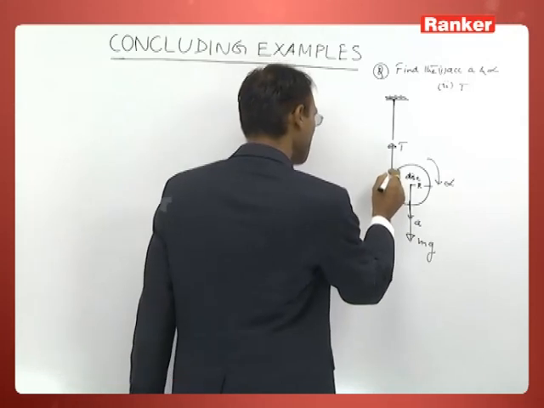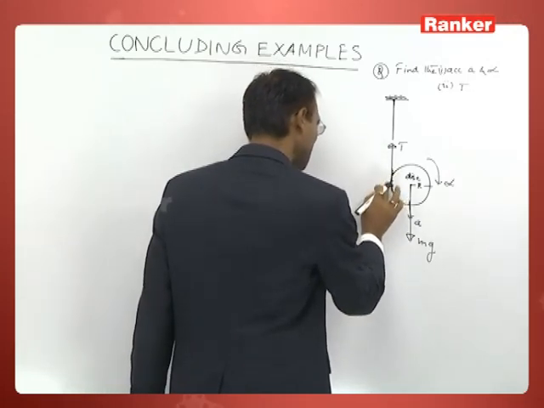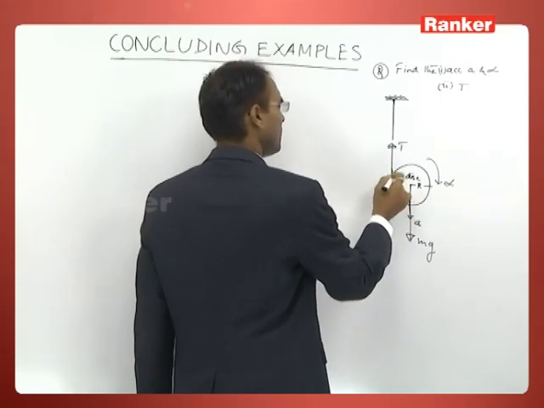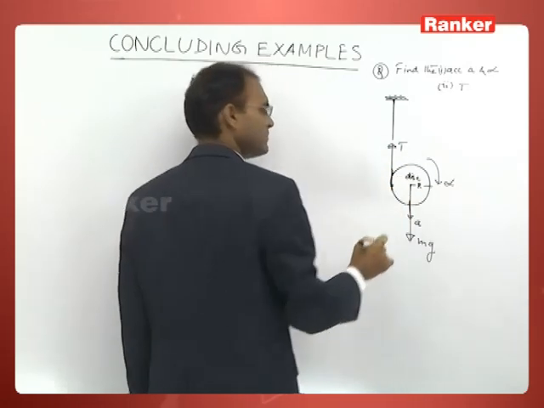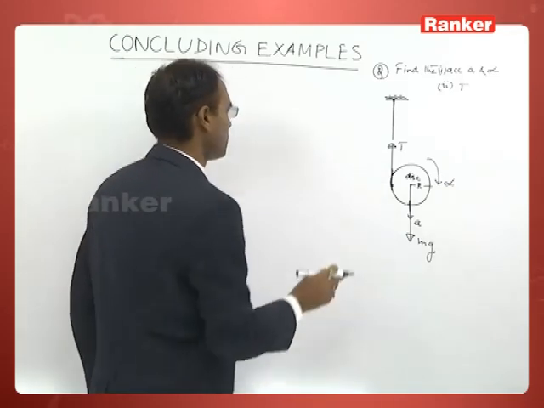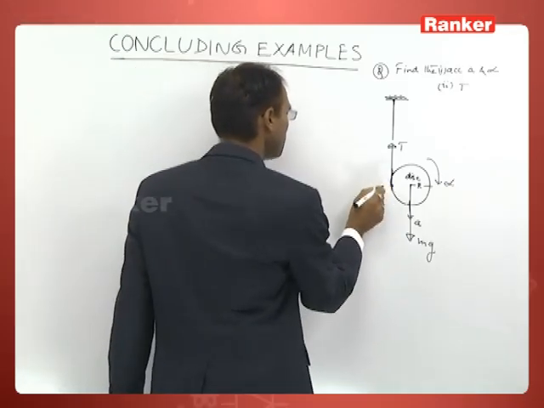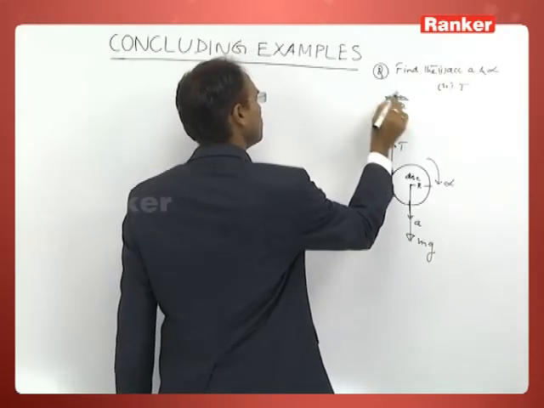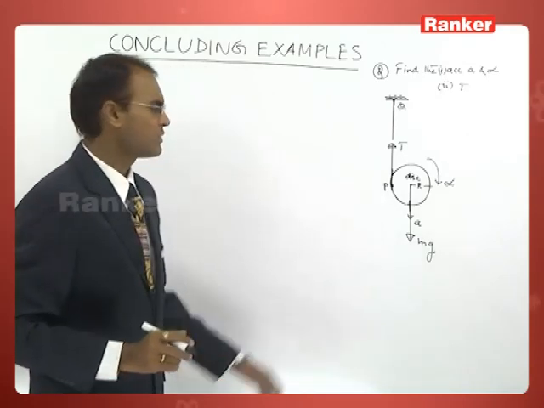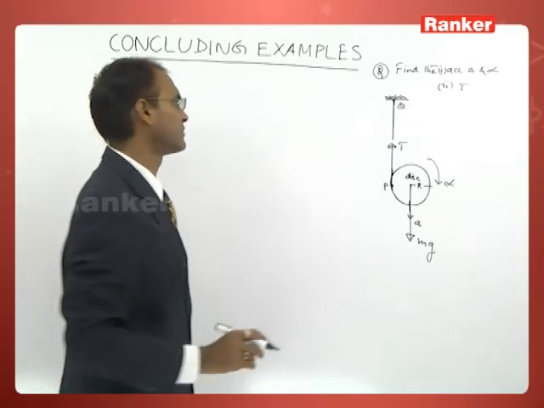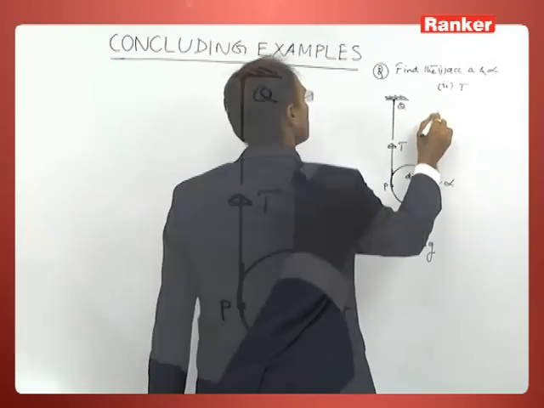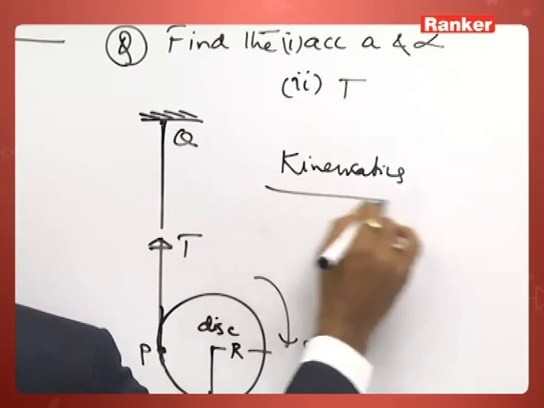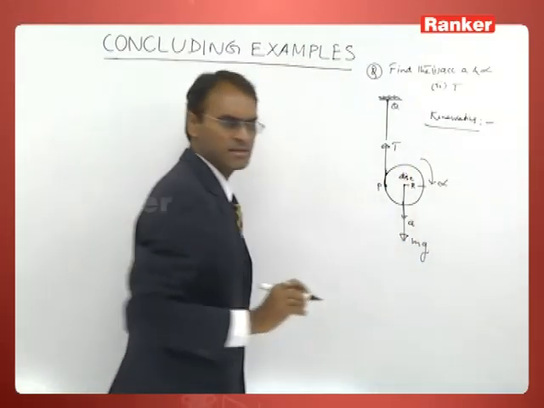While doing so, this thread at this point doesn't slide, it comes down. So acceleration of this point P is equal to acceleration of this point Q. So this point does not accelerate. So that is the first equation, kinematics. Or you can put kinematical equations at last.